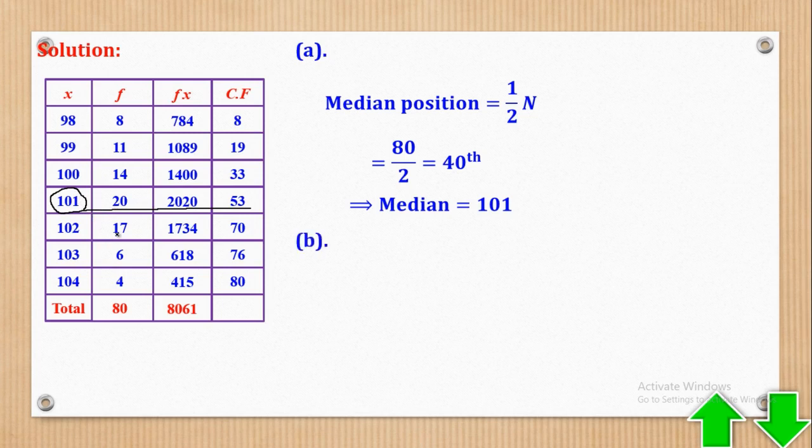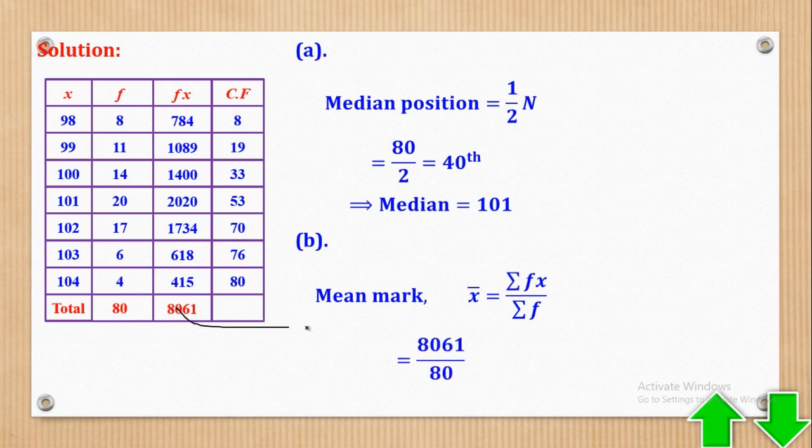Now we shall go to part B, where they wanted the mean mass. So mean is given by the formula summation of fx over summation of f. So summation of fx is this, and summation of f is that. So we shall substitute for summation of fx and also summation of f. After that, we shall use the calculator to come up with 100.7625. So basically that's what they wanted.